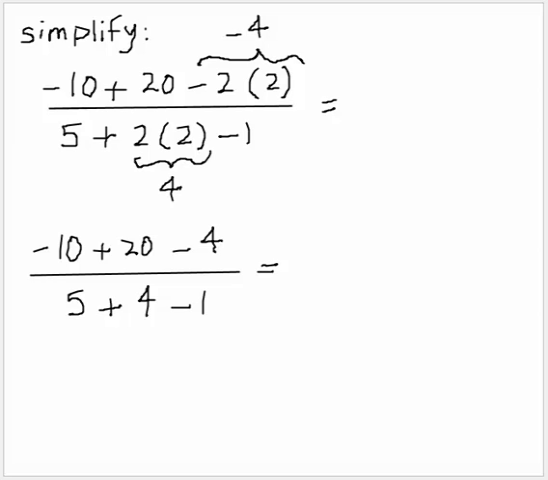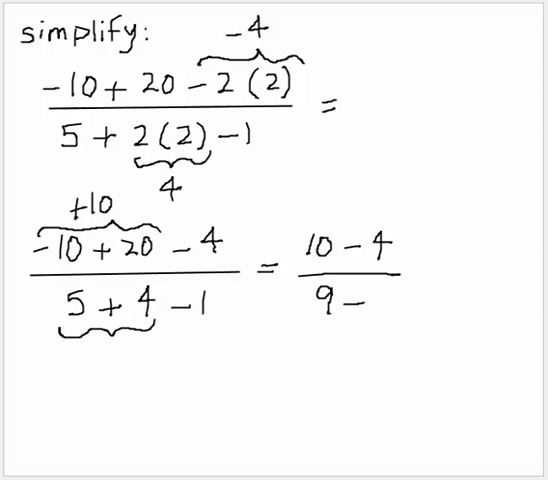Following the order of operations, we have to do multiplication first from left to right, and then we're going to do addition and subtraction. Okay, so we go from left to right. Here we have minus 10 plus 20, they give me plus 10. Again, at any time if you don't follow anything, please put the X next to your name. So at the top of the fraction, we have 10 minus 4, and we can do the same thing at the bottom of the fraction. 5 plus 4, 9 minus 1.